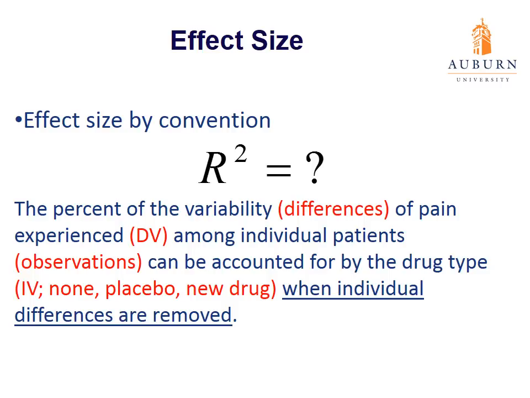So our effect size will now be the percent of variability. If we use our example of pain relief and drug type, we'll say the percent of variability of pain experienced among individual patients can be accounted for by the drug type when individual differences are removed. So it's still at the individual level, but we're removing the error due to individuals or due to subjects or participants. Alright, so that's about it as far as what changes between a within groups and a between groups ANOVA.